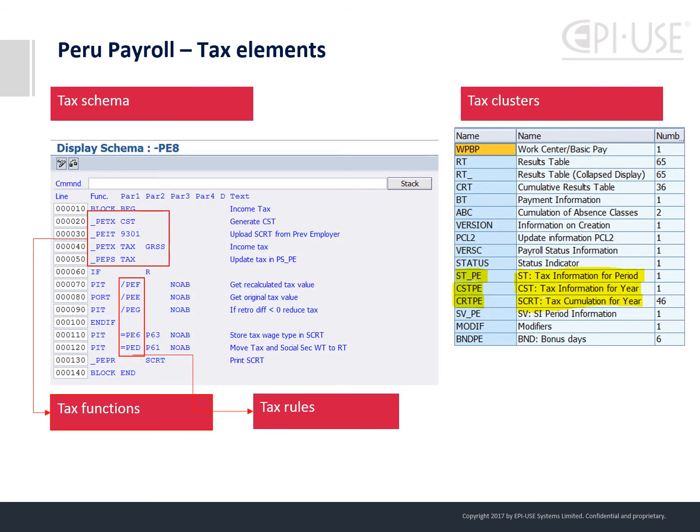So let's look at some other tax elements in the Peru payroll. We have a tax schema. The schema is -BE8. In here we will find tax functions, and we will also find tax rules. Also, we provide different clusters, tax clusters, that store information that is tax specific and that will be used for calculations and for reporting.